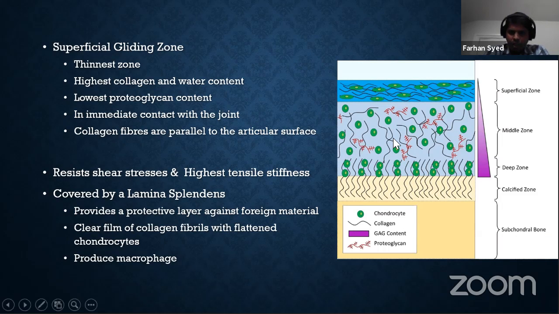Staying with this diagram, you can see the second zone is the middle zone, and this is the largest zone. It forms almost 60 to 70% of the articular cartilage. It is in this area where mainly the proteoglycans are present, and progressively as you go to the deeper layers, the content of the GAG or the proteoglycans goes up. The collagen fibers in the middle zone are arranged obliquely, whereas once you go into the deep zone, they are arranged longitudinally.